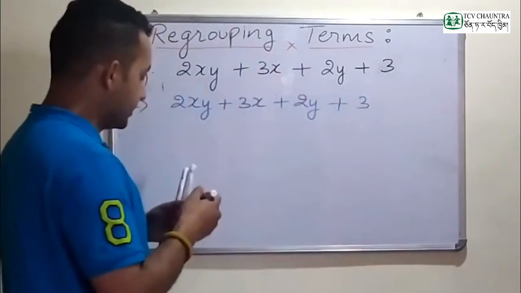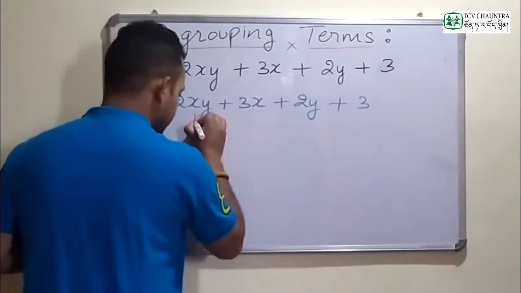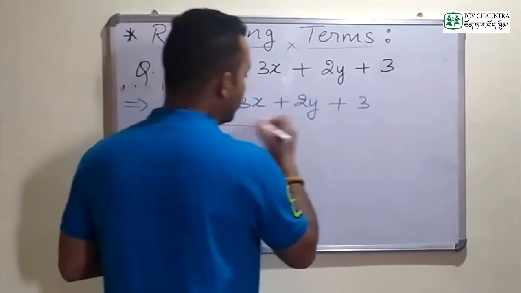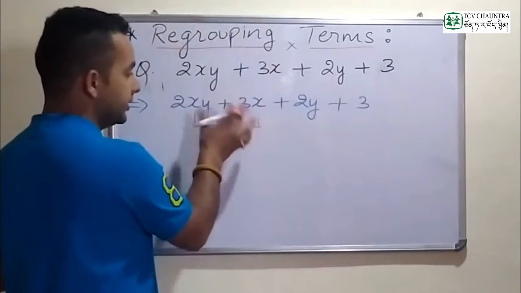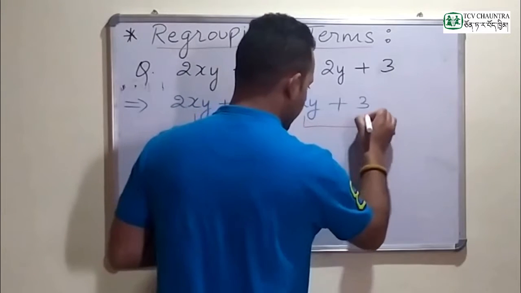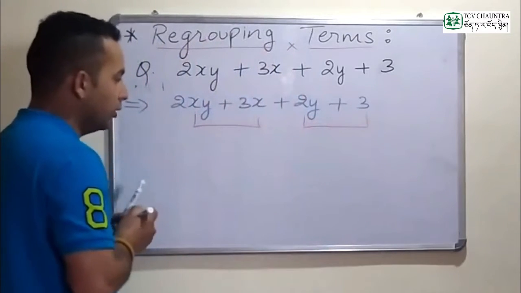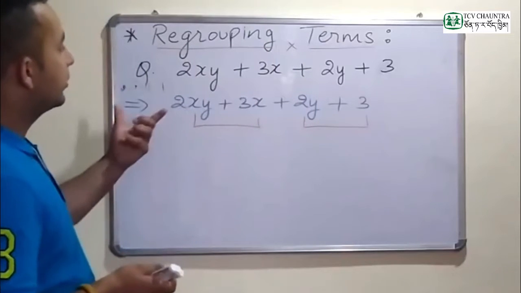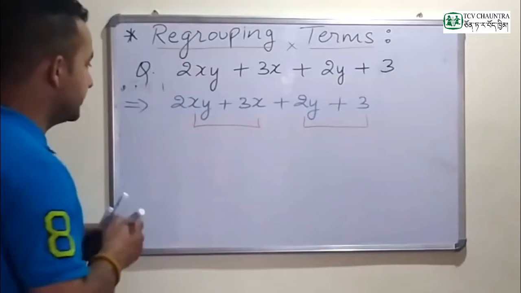3. Then our next step is we are going to find out the common number or a variable between these two terms, and we are going to find out the common between these two terms. Okay class, now see, we are regrouping the terms over here.